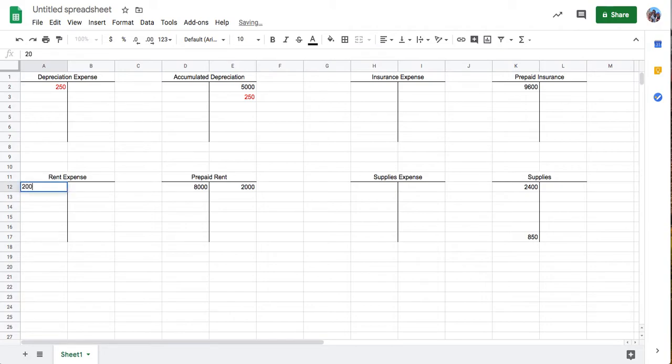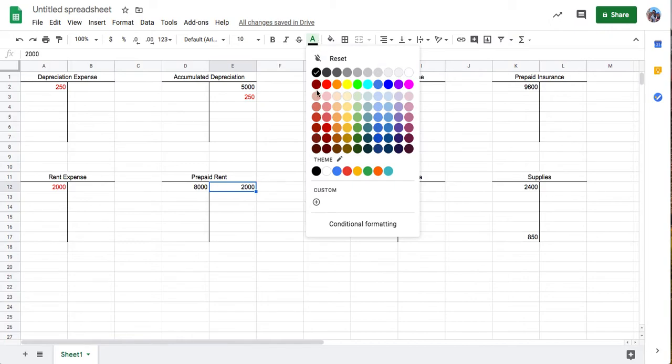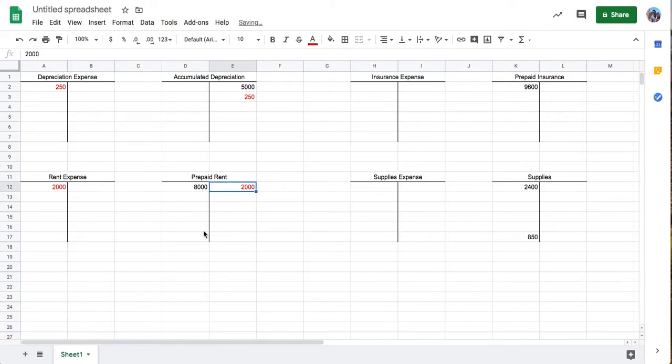So we need to do an adjustment that says we had a rent expense for the month of $2,000 and our prepaid rent now has a value of $6,000, which is October, November, December rent. So our adjustment is going to be rent expense. We always debit the expense and then we credit the asset.